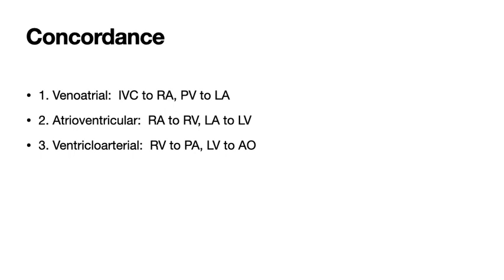And then the last relationship is between the ventricles and the outflow tracts. The right ventricle is supposed to go to the pulmonary artery, and the left ventricle is supposed to go to the aorta. And if they do, there is ventriculo-arterial concordance. So a normal heart will have veno-atrial, atrioventricular, and ventriculo-arterial concordance.